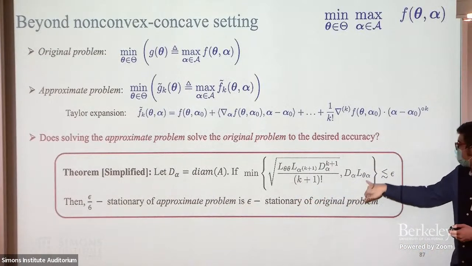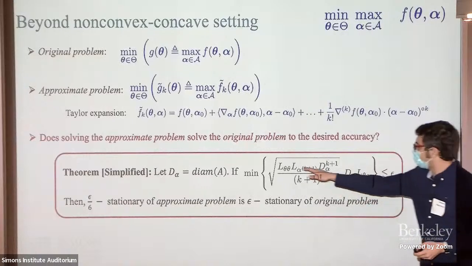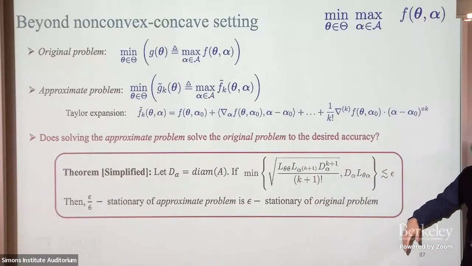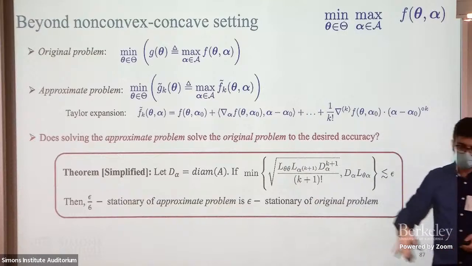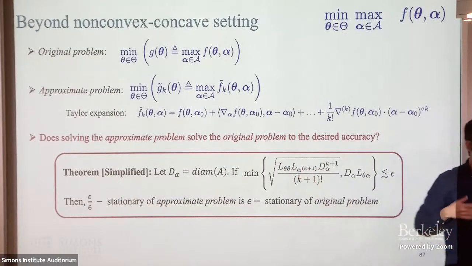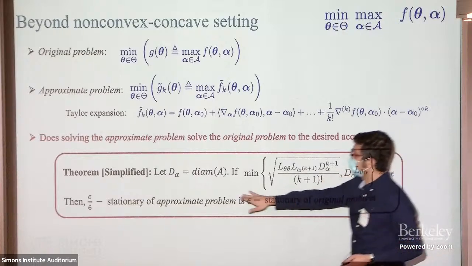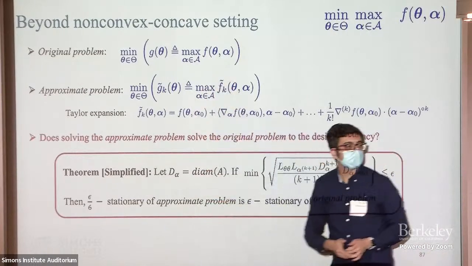L theta alpha is a bound when you take the first order derivative with respect to theta and a second order derivative with respect to alpha. And there is L alpha k plus 1, which is the Lipschitz constant, or the bound, when you take the k plus 1 order derivative with respect to alpha. And d alpha is the diameter of this constraint set.